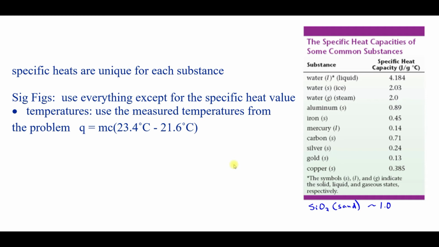When we calculate sig figs, we use everything except for the specific heat value. That value is not measured, it's given to us, and we could add a bunch of significant figures, but we round it to these decimal places to make it easier. Remember, temperatures, you're going to use the measured temperatures for the problem. So you're going to look in the problem and look for the lowest number of sig figs. That will be the number of sig figs in your answer.